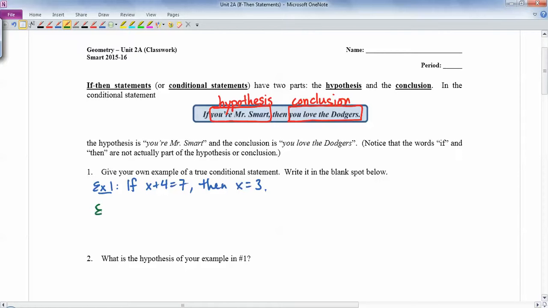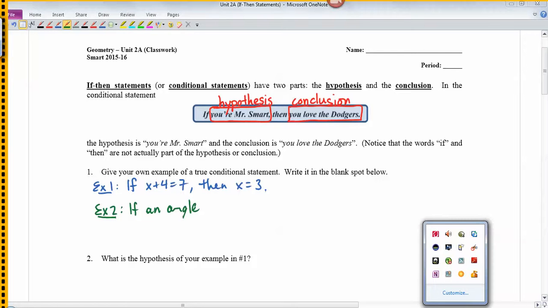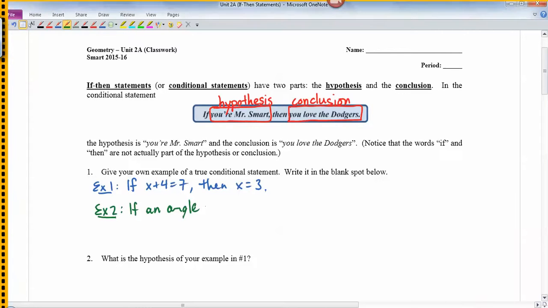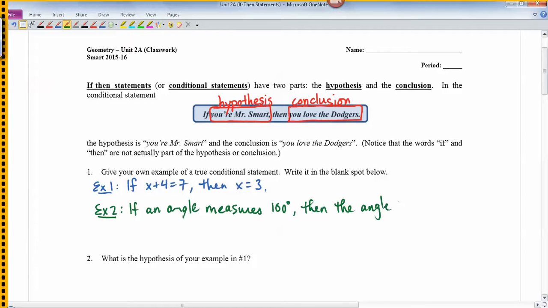So example 2. I'll do another math one. So if, let's say, an angle measures 100 degrees, then the angle is obtuse. Right?